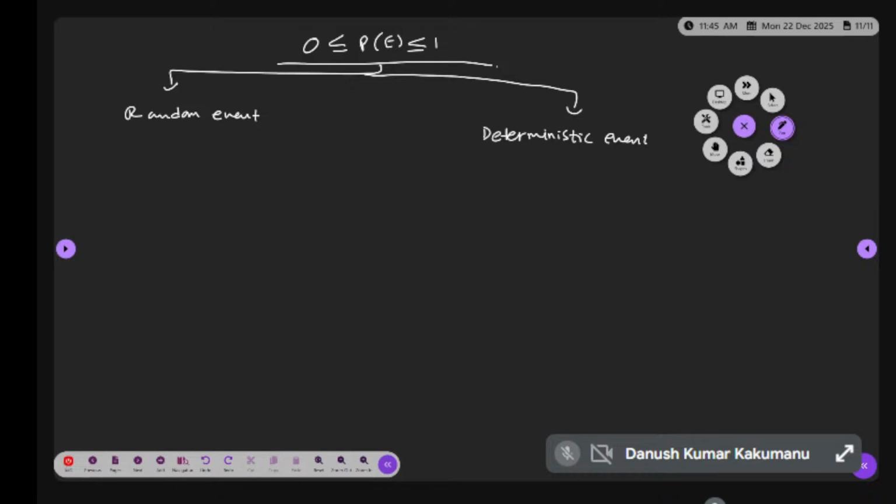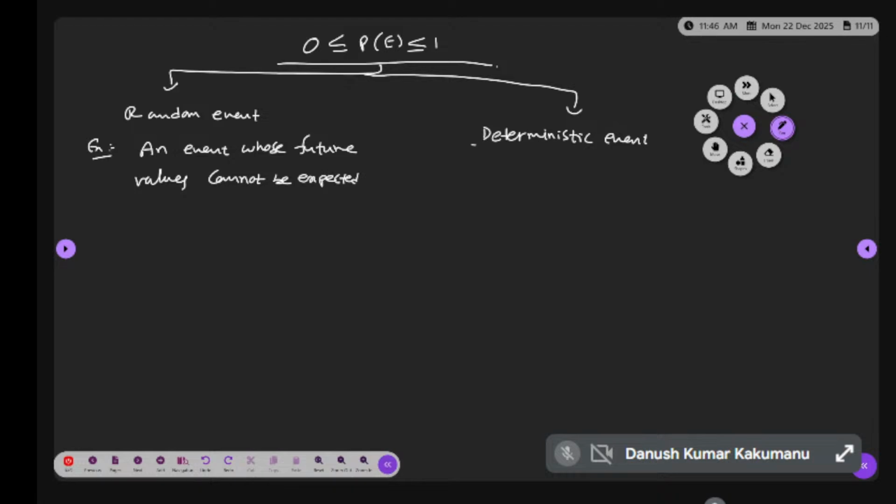What is another word we use for random? In the beginning I explained. Stochastic. Stochastic is another word for random. Okay. Random event, what is the definition? An event whose future values cannot be expected. Future values cannot be expected.